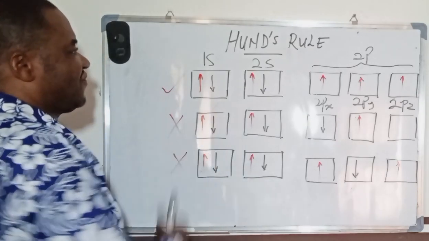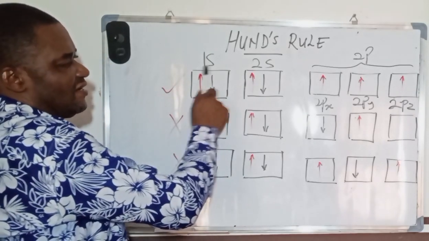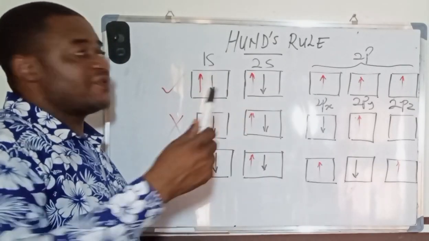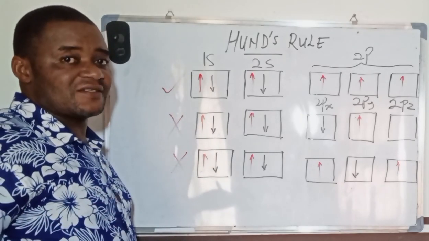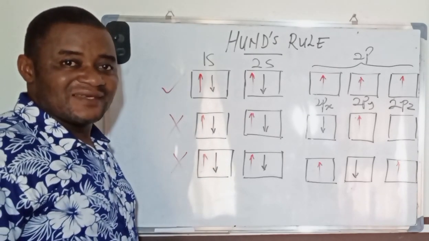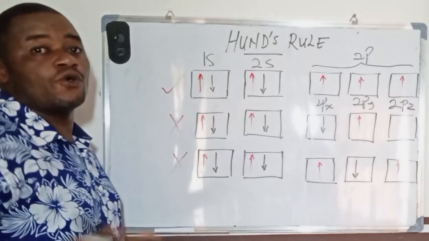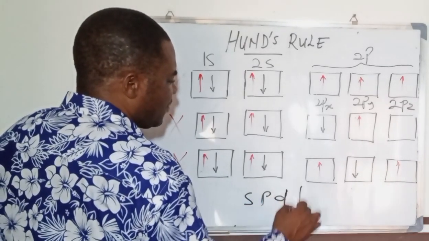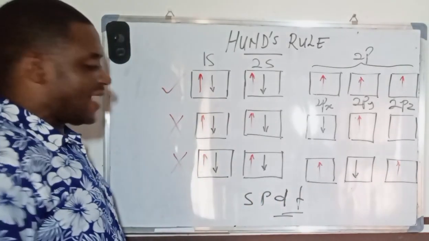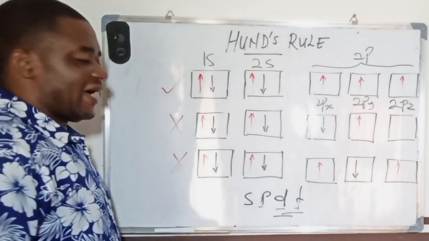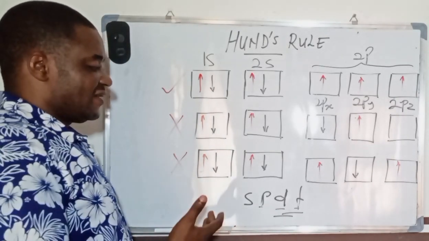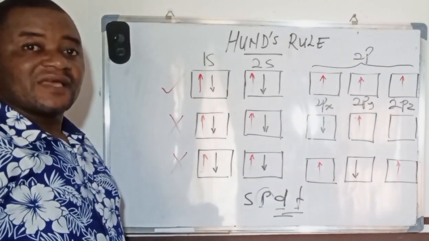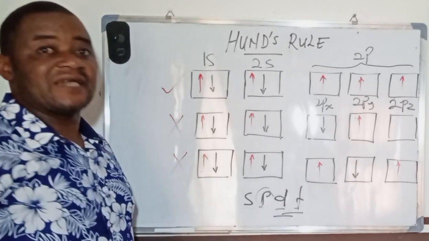Now let us take a look at what we have here. This is the 1s, 2s and 2p orbitals. Remember that we have the s orbital, the p orbital, the d orbital for the transition metals, and we also have the f orbital. All these orbitals have degeneracy. They have the same energy. For the p orbitals, px, py and pz have the same energy. They are degenerate. Even the d orbitals are degenerate.